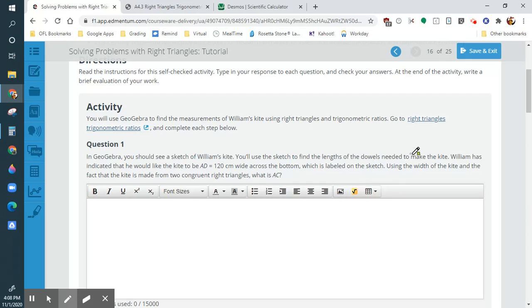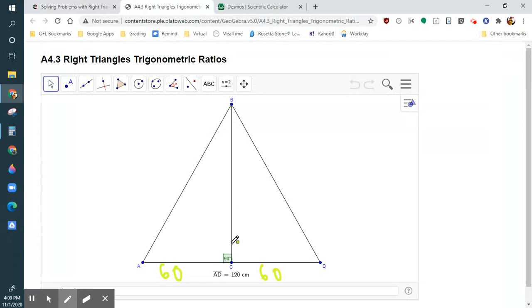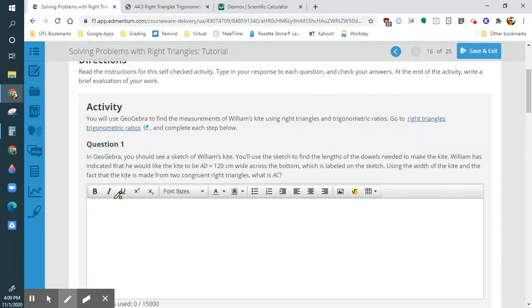Across the bottom, which is labeled on the sketch, using the width of the kite and the fact that they're two congruent angles. What is AC? Oh, that's 60. The triangles are congruent. I thought this was a lot harder than we had to do. Congruent, AC equals CD.